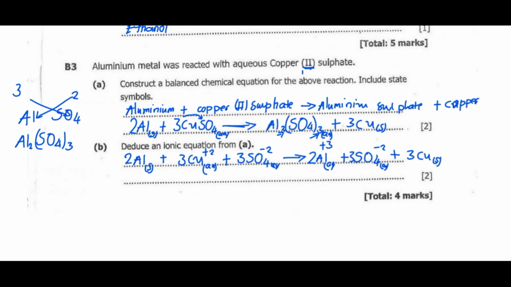So let's look at aluminium. Aluminium on the reactant is a solid, on the product is in aqueous. So this has participated in a reaction. Copper did the same, but sulfate did not do anything. So this is a spectator ion. So our overall ionic equation will be 2Al solid plus 3Cu aqueous.